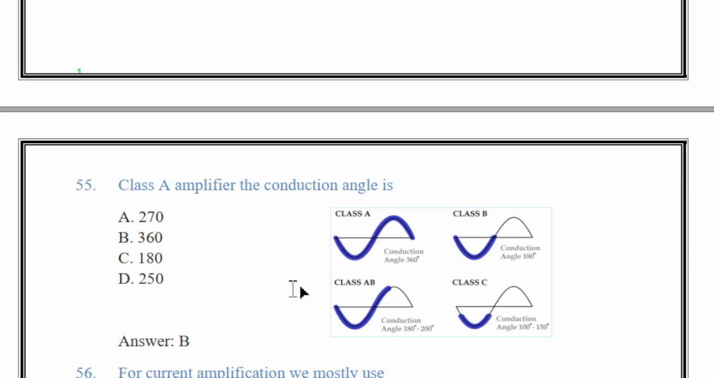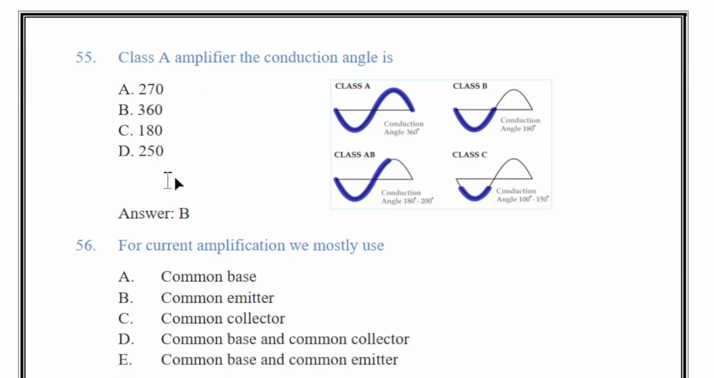55. Class A amplifier, the conduction angle is, there are four options. The correct answer is B, 360 degree. What is conduction angle of class A amplifier?